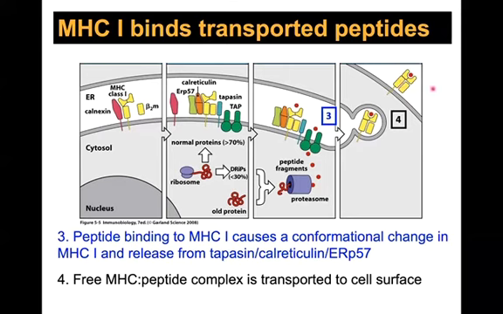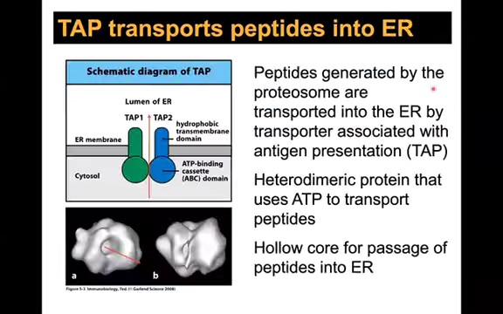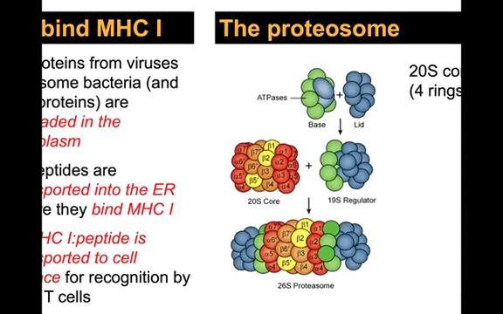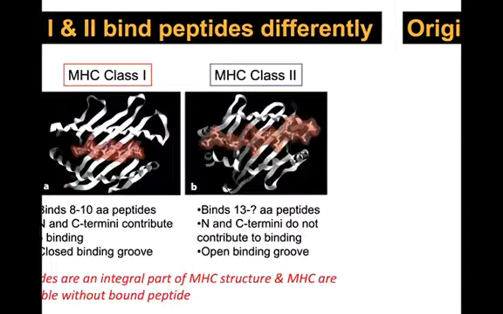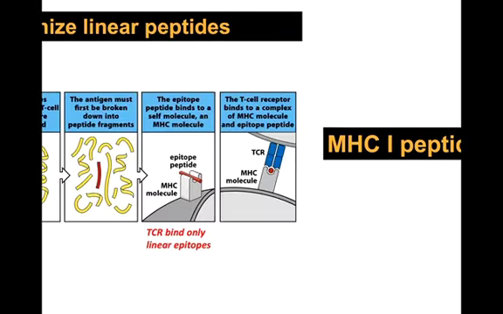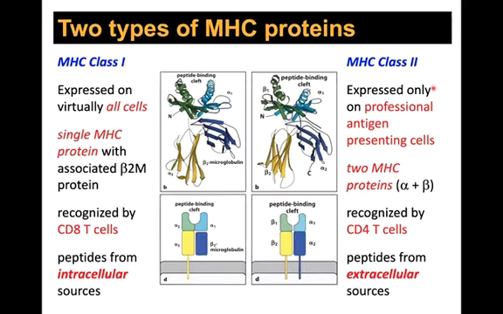Are we going to need to remember the different alpha beta domains that are on MHC class 1 versus class 2? Where they occur, you mean? It's like it says 2 types of MHC proteins, that slide. MHC class 1 has alpha 1, alpha 2, alpha 3, and then beta 2 microglobulin. And then MHC class 2 has the beta 1, beta 2, and alpha 1, alpha 2. Correct.